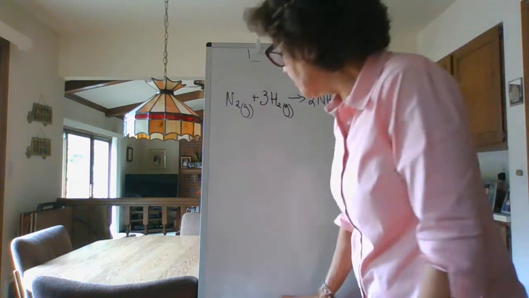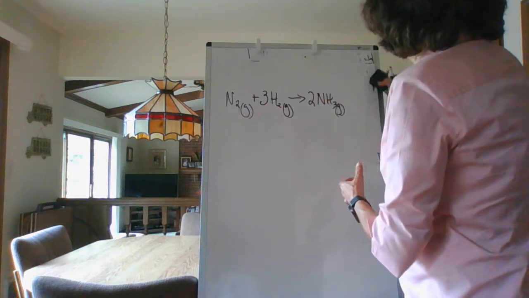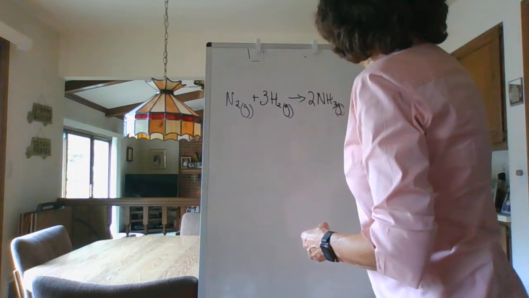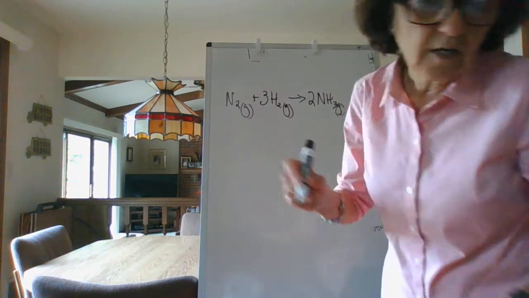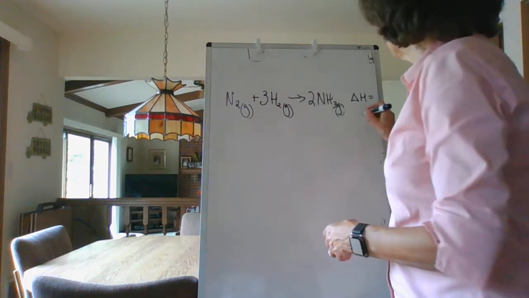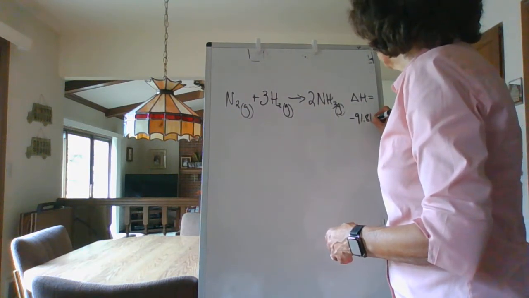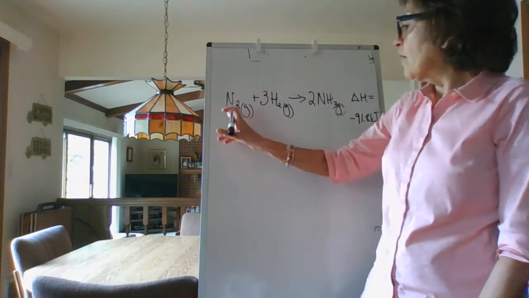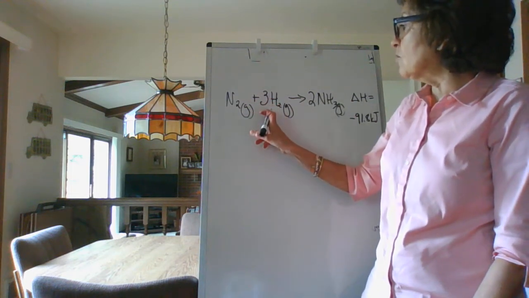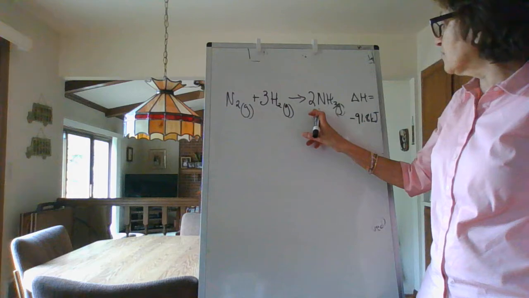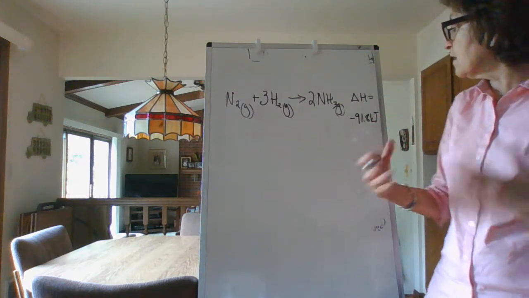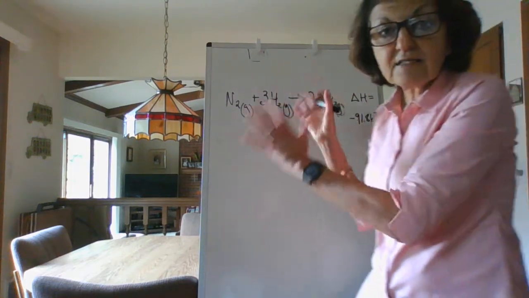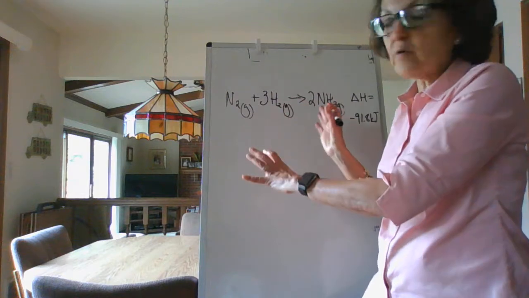And delta H for this reaction is equal to minus 91.8 kilojoules. So you can see that it is an exothermic reaction. 1 mole of nitrogen reacts with 3 moles of hydrogen to produce 2 moles of ammonia, and you're going to be producing 91.8 kilojoules of heat. Okay, that's how you write a thermochemical equation.